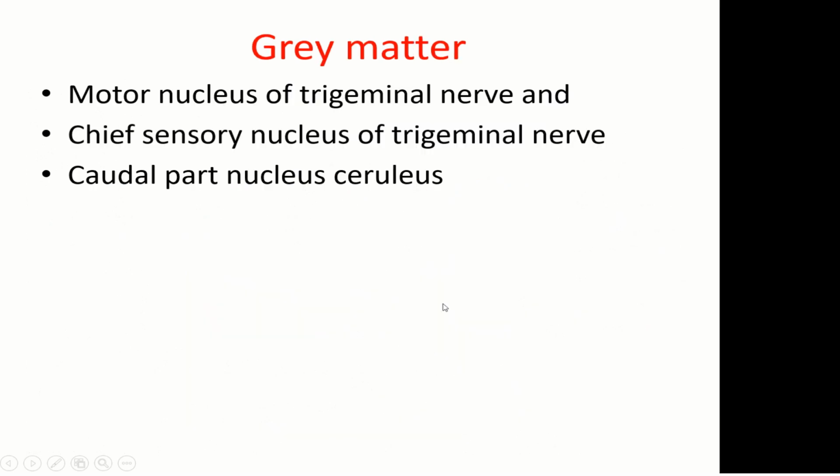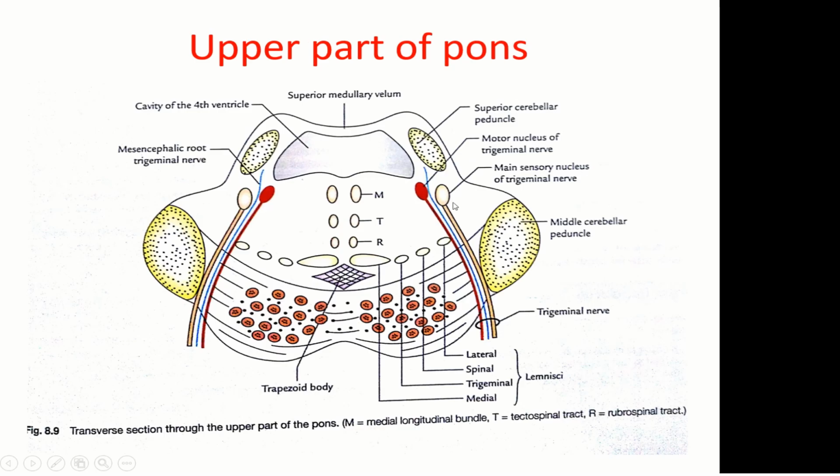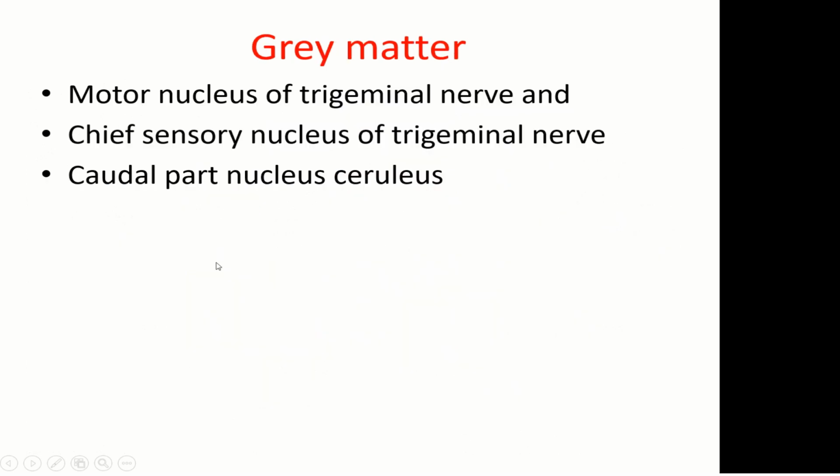So what is the gray matter present here? You can see here. Earlier we saw the spinal nucleus, but here we are seeing the main sensory nucleus, or principal sensory nucleus, of the trigeminal nerve, and we are also seeing the motor nucleus of the trigeminal nerve. Earlier we saw the motor nucleus of the facial nerve, abducent nucleus, and spinal nucleus of the trigeminal nerve in the lower part of the pons, whereas in the upper part of the pons, the tegmentum has the motor nucleus of the trigeminal nerve and the main sensory nucleus of the trigeminal nerve. And there is some caudal part of the nucleus ceruleus also, which is a part of the reticular system.